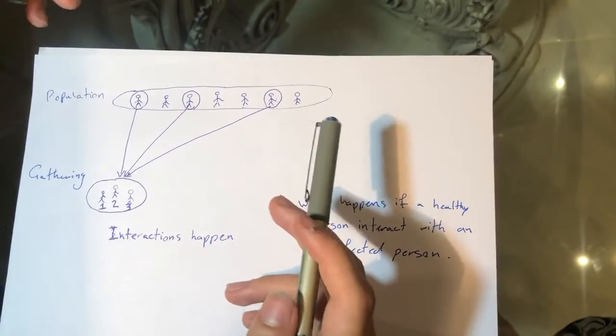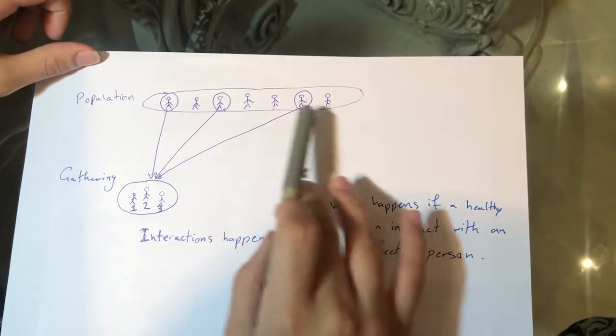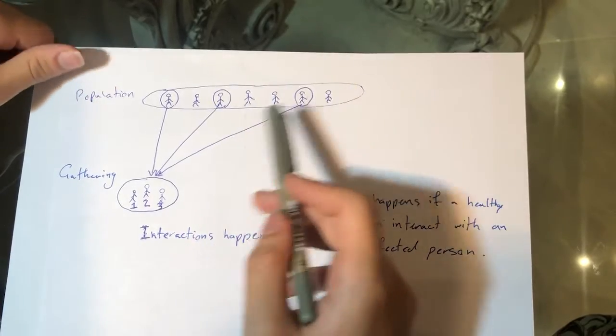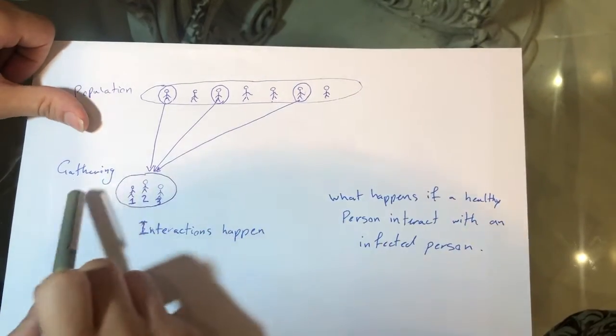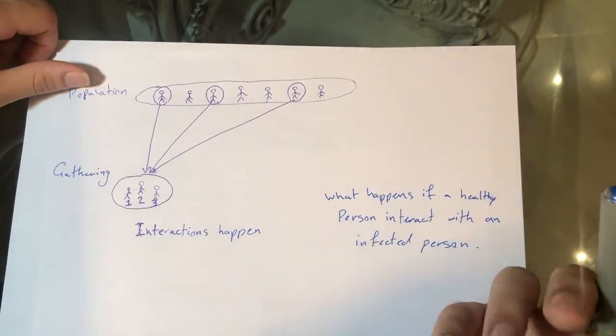Here's a demonstration of how the simulation works. Here we have a population, and as you can see, the simulation will randomly choose a number of people, and then it will move them to a gathering. A gathering is where all the interactions happen.